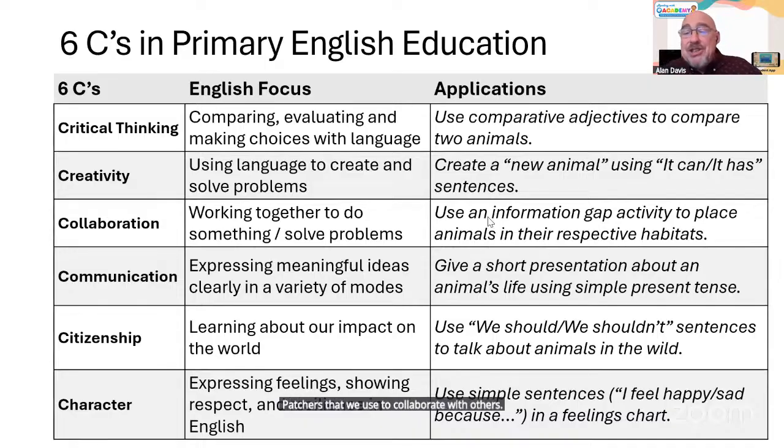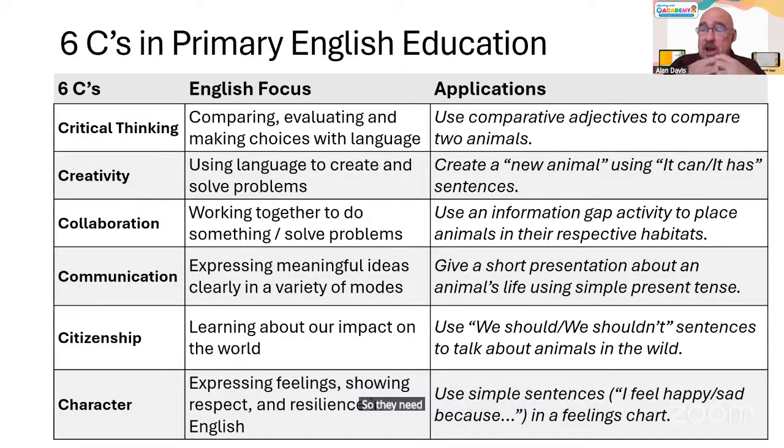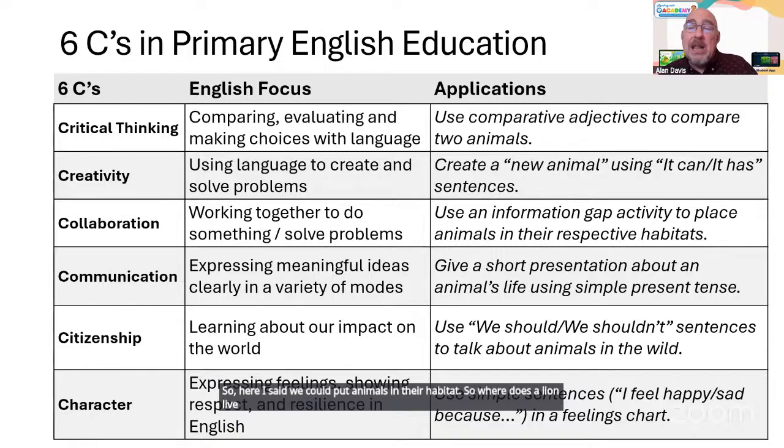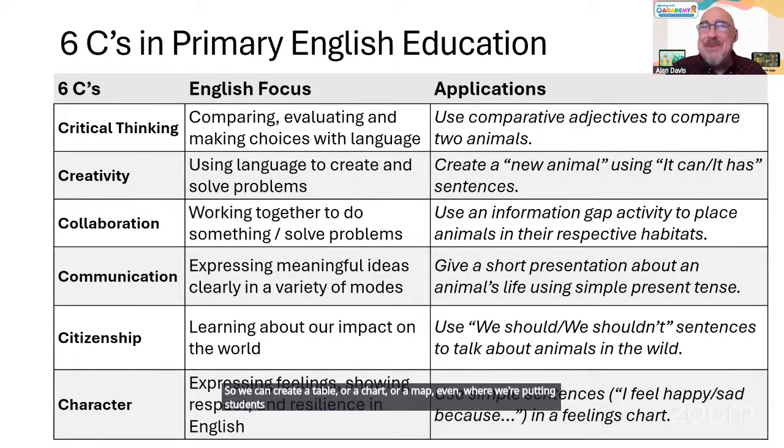My application is to use an information gap activity. So one person has more information than the other person. So they need to share in order to come up with a solution. So here I said we could put animals in their habitat. So where does a lion live? Or what does a lion eat? So we can create a table or a chart or a map even where we're putting animals into their respective habitats.